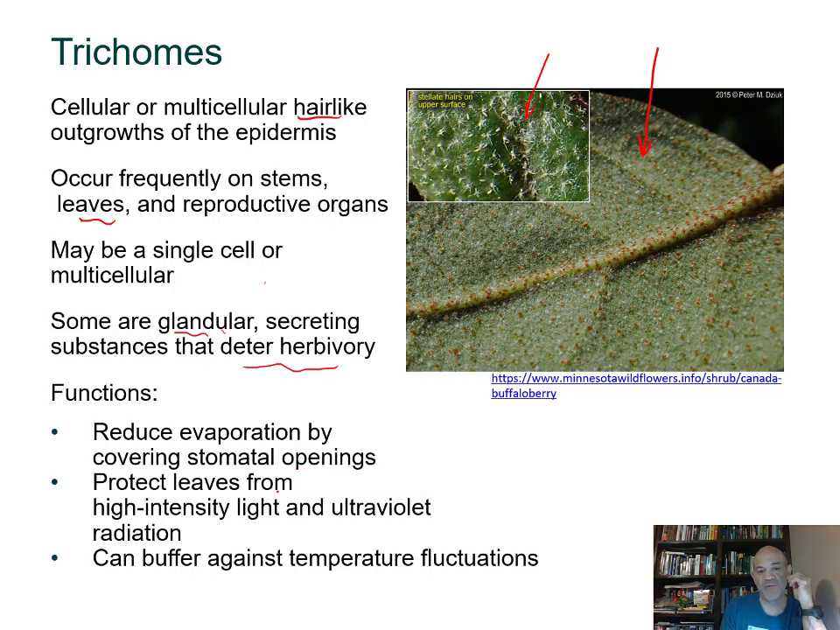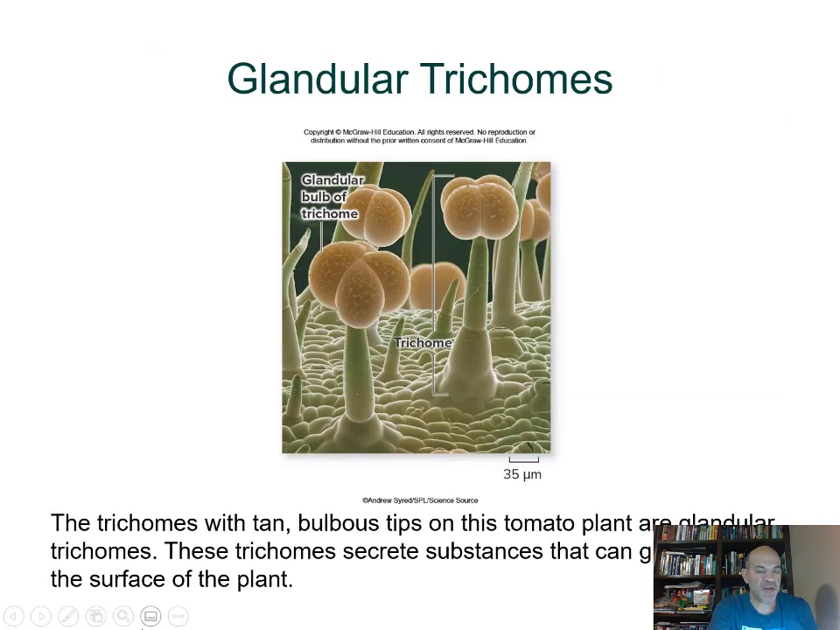Some other trichomes may protect against ultraviolet radiation, protecting the cells that are beneath there from the damages of UV, and then some may help buffer against temperature fluctuations as well. So perhaps they serve as a radiator of sorts. Here's a scanning color-enhanced electron micrograph of one that's glandular, and you can see the structures there on the top probably are going to secrete stuff.